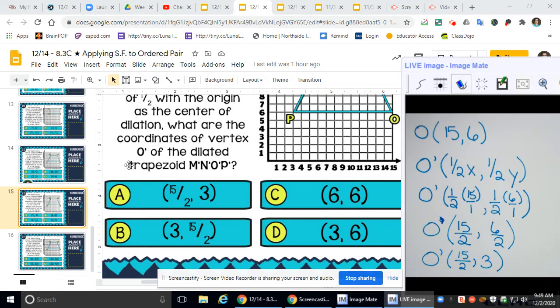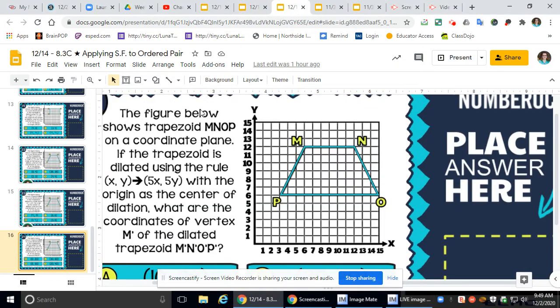Very good, you guys. And remember, it does matter that you use the x coordinate first in your ordered pair and your y second, because look at answer choice B. They switched it up. So be very careful with that. All right, let's look at the last example.